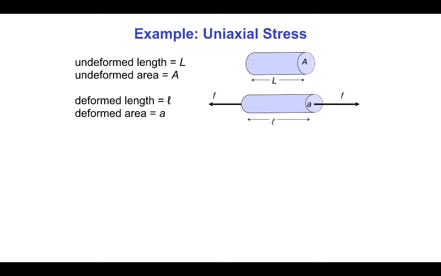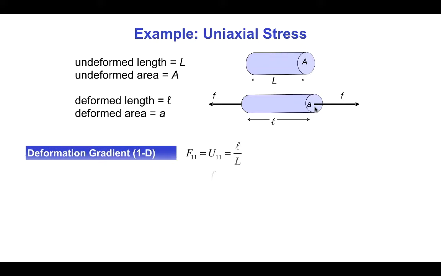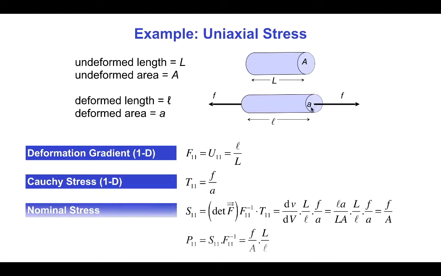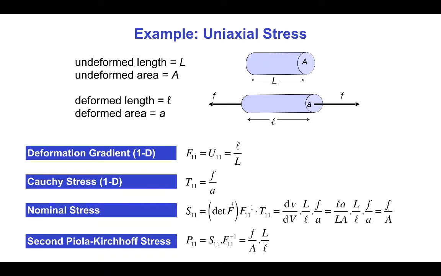It's easier to appreciate these different definitions of the stress tensor if we use a simple one-dimensional example. Imagine that we have a sample subjected to uniaxial loading with undeformed length L and undeformed cross-sectional area A, and after the application of tensile force F, the new length is little l and the new cross-sectional area in the deformed state is little a. The one-by-one deformation gradient tensor would be the same as the stretch tensor because there's no rotation in one dimension, which would therefore be little l over big L, or the stretch ratio lambda. The Cauchy stress in one dimension, T11, would be f over a, the deformed area.